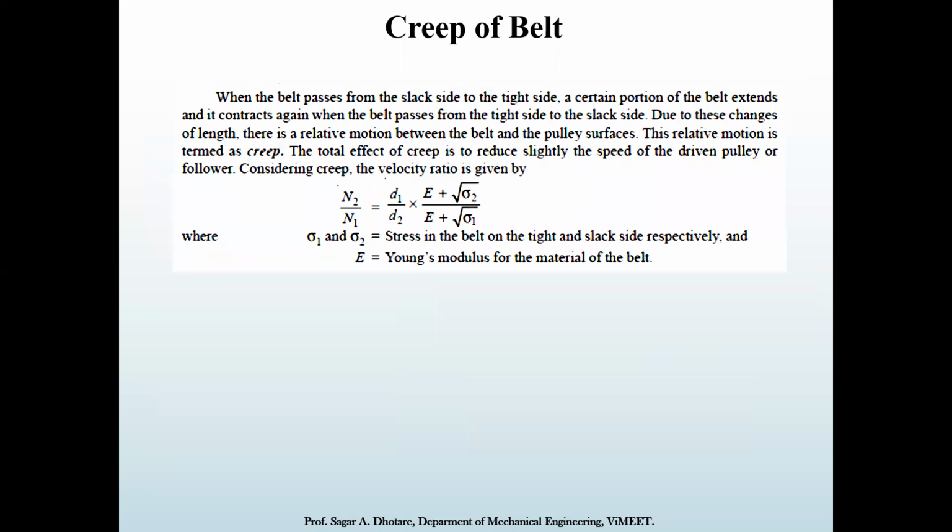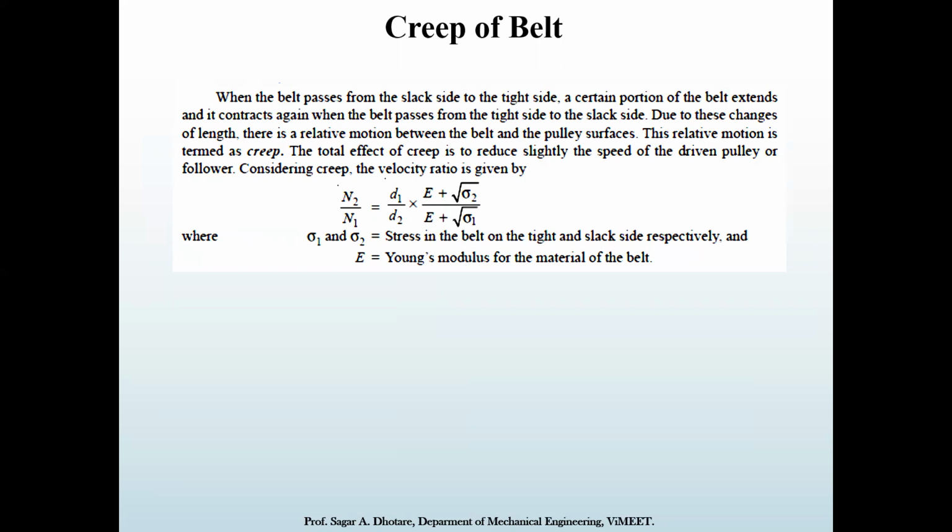Then creep of belt. What is meant by the creep phenomenon? When the belt passes from the slack side to the tight side, a certain portion of the belt extends, and it contracts again. So it means extension and contraction occur when the belt is transferred from the slack side to the tight side, and vice versa. Due to these changes of length, there is a relative motion between the belt and pulley surface. This relative motion is called creep. The total effect of the creep is to reduce slightly the speed of the driven pulley or the driver pulley.